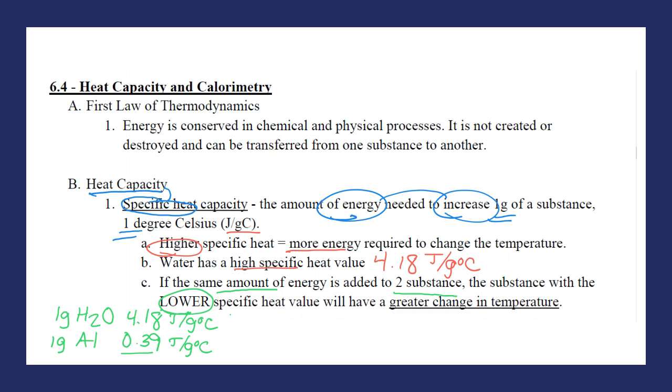If I add 50 joules of energy to each one of those things, aluminum is going to have a greater change in temperature because it doesn't require as much energy to change the temperature in the first place. So if I add 50 joules, the temperature is going to go up more. The substance with the lower specific heat value will have a greater increase in temperature. The water will not increase its temperature as much.